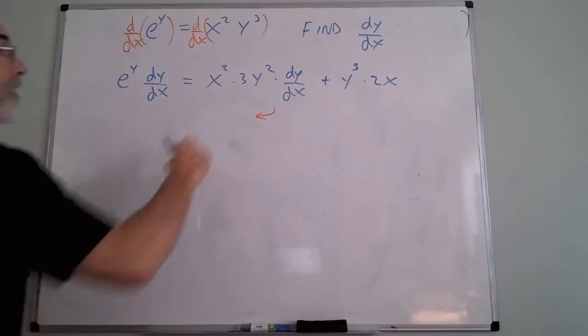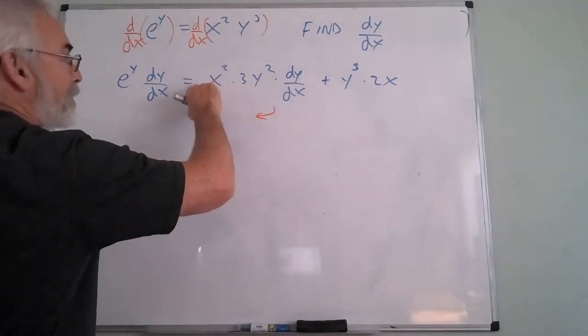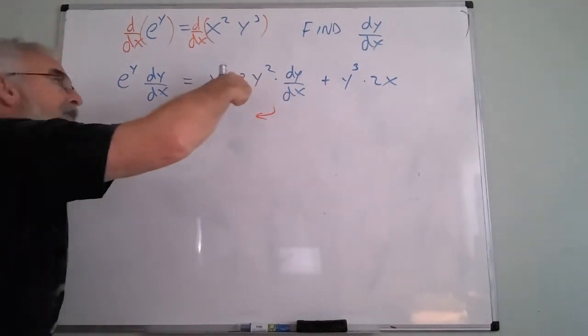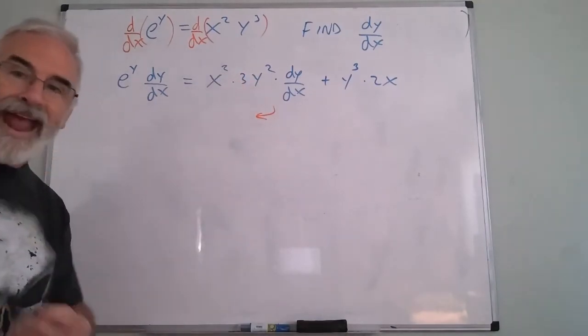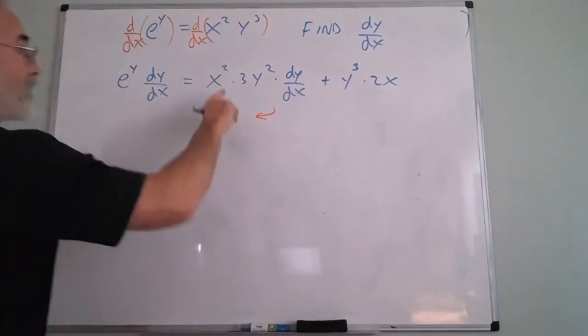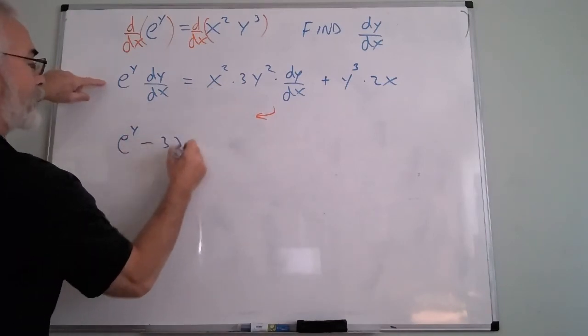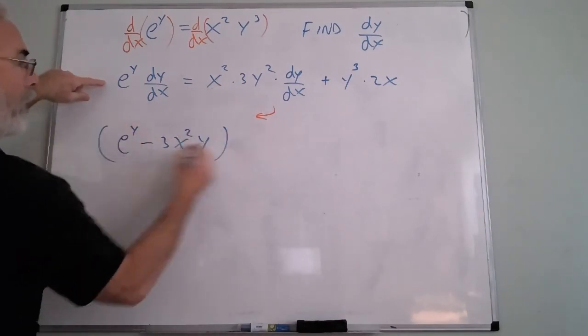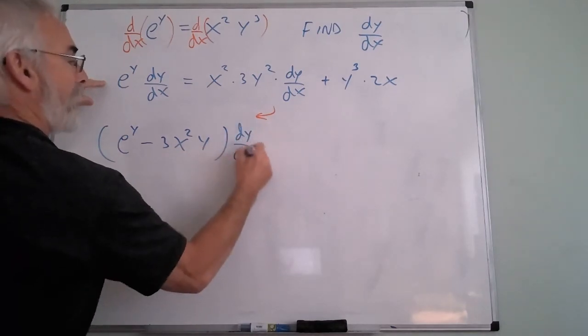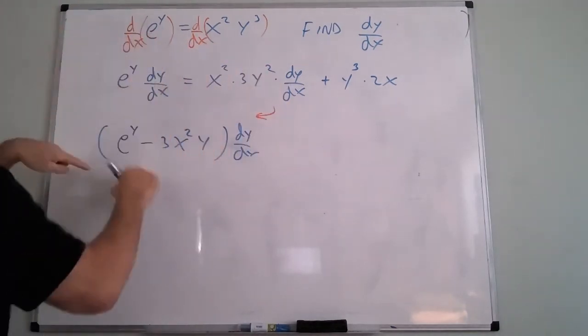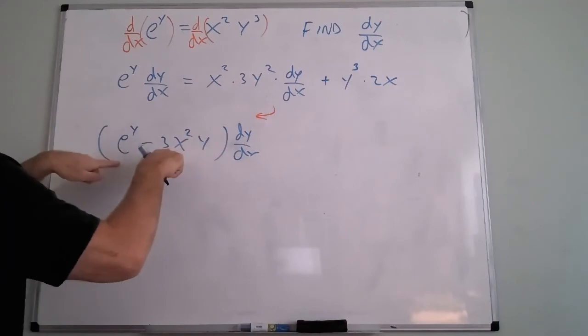So that's going to be, think of that as 3x squared y. Don't leave the 3 in the middle. A coefficient has to be the first term. So I've got e to the y minus 3x squared y all times dy dx. I don't have to throw that over and then write it. I throw that over and write it at one time.